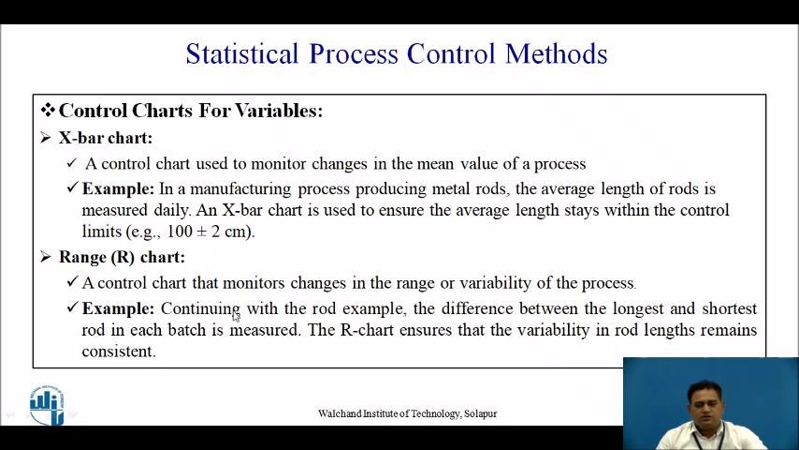So this is the overall R chart. If the rods are more than that, they are going to be rejected or they are going to be out. This is all about the variable chart.